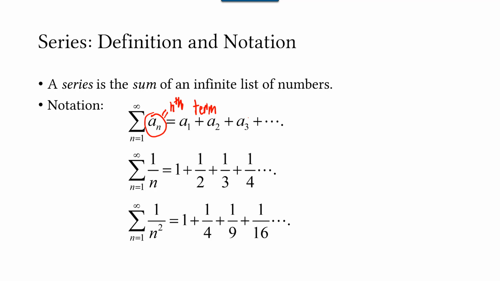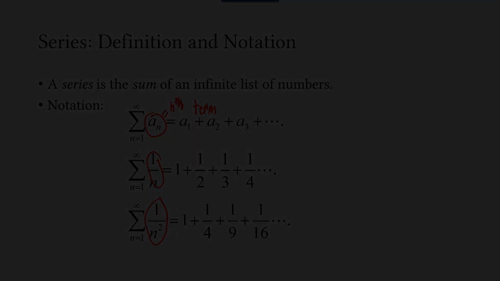Of the series. So the nth term of the first example would just be a sub n equals 1 over n. The nth term of the second example, a sub n, would be 1 over n squared. So whenever you hear a reference to the nth term, that is the thing we're adding up, the terms we're adding up.